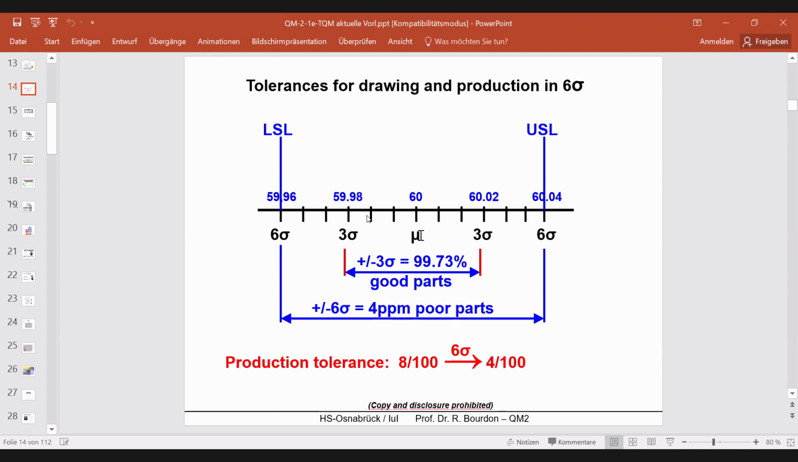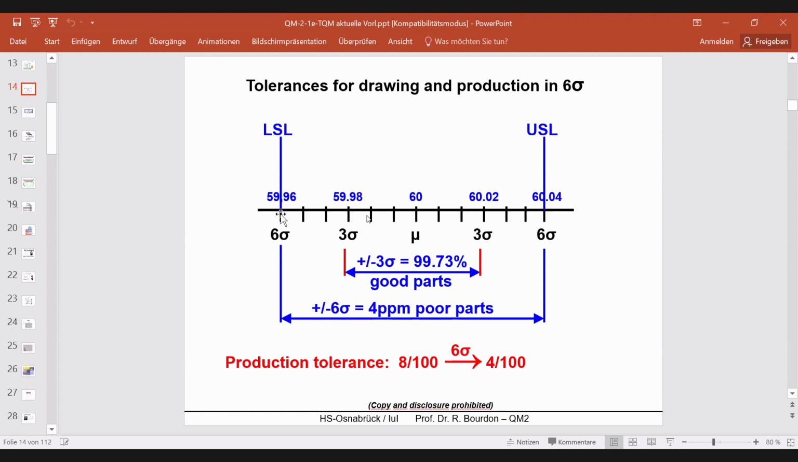Mu is the mean of a very high number of parts, maybe 10,000 or 100,000, so the whole production. And sigma is also the standard deviation, not of a sample, but the standard deviation of the whole production. And this is 1 sigma, 2 sigma, 3 sigma, 4, 5, 6. This is 6 sigma here. And now 6 sigma level means plus 6 sigma on the right side of the mean and minus 6 sigma on the left side of the mean.